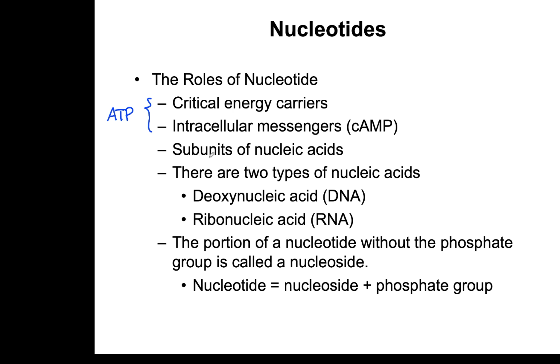So nucleotide is a subunit of nucleic acid. There are 2 types of nucleic acid. One is deoxyribonucleic acid, called DNA, the other ribonucleic acid, RNA. The portion of a nucleotide without the phosphate group is called nucleoside.